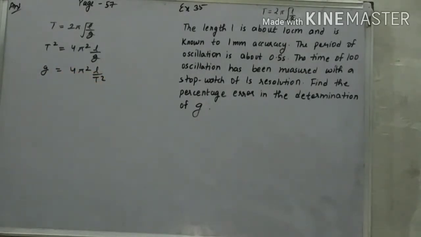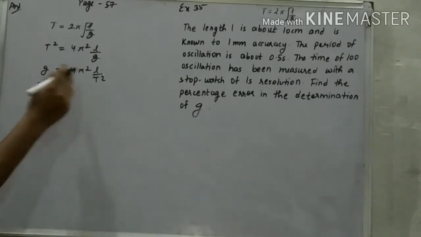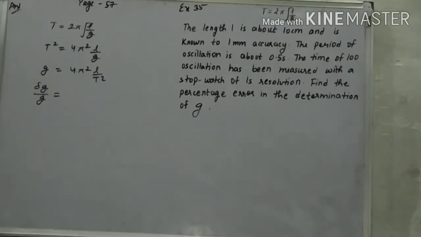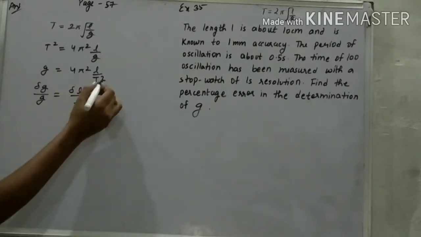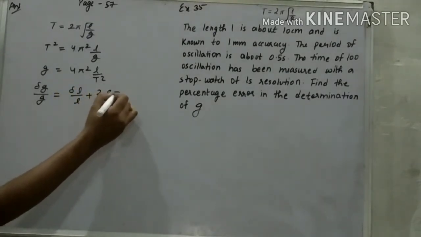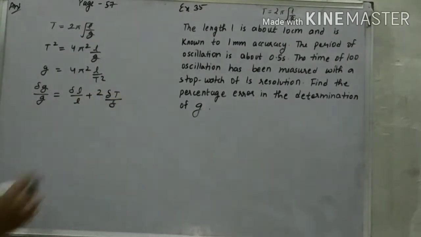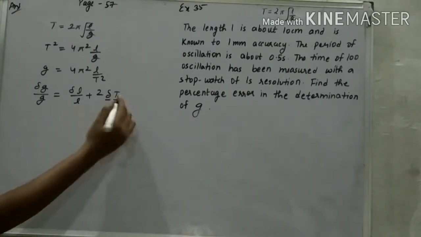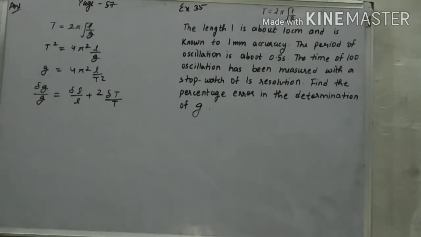For the percentage, the formula we have used, see, for G we will write del G upon G. This 4 pi square is constant, so we will ignore that. For L we will write del L upon L plus 2 del T upon T. This formula we have discussed in the last video. We will just place the values from this. This one is for fractional error.